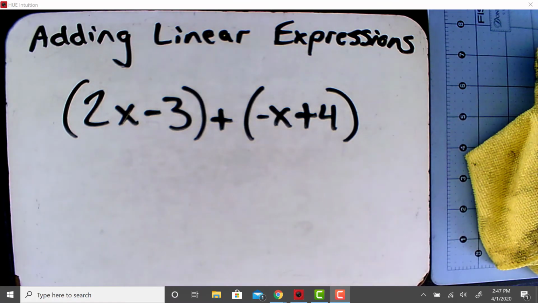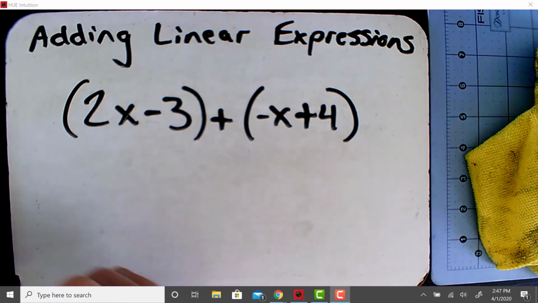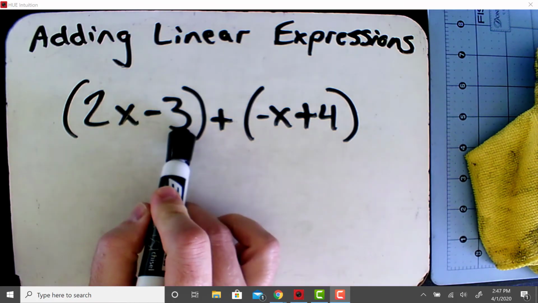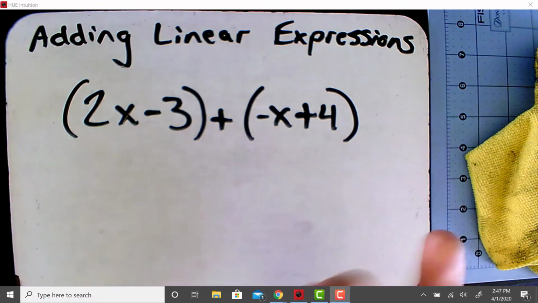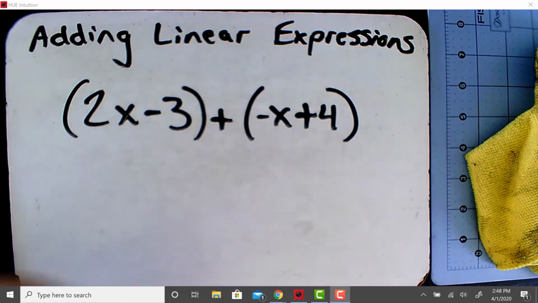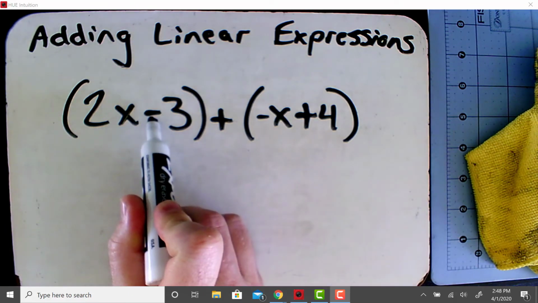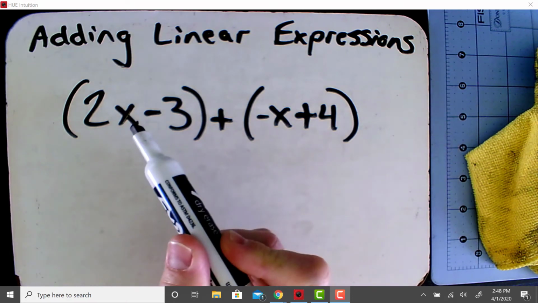Here's another example problem of adding linear expressions. I've got 2x minus 3 plus -x plus 4. Now, one thing that maybe confused you on the last problem is I said treat all minus signs like negatives, and here's why I can do that.